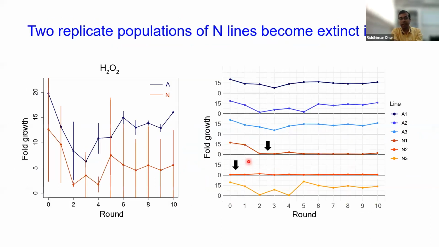Very interestingly, in hydrogen peroxide, it was varying really widely, and we observed that two replicate populations of N lines actually became extinct after certain rounds. N2 was not growing at all from the beginning. It went extinct right at the start. And a few rounds later, the N1 line also went extinct. However, the N3 line actually persisted for 10 rounds. Now, the question is, what is actually driving this?